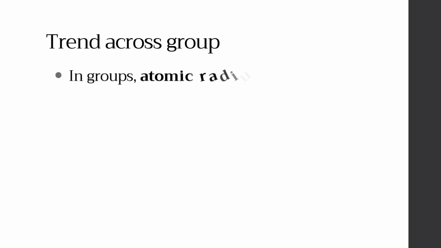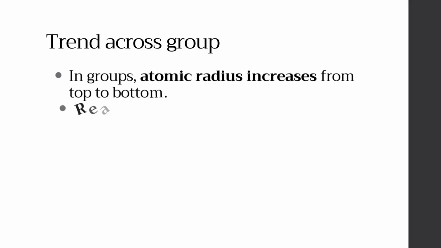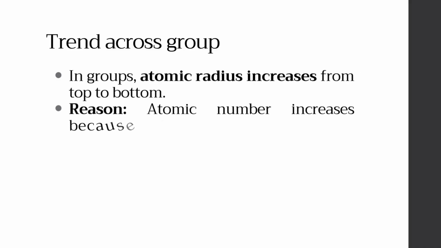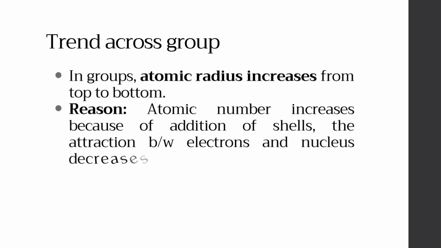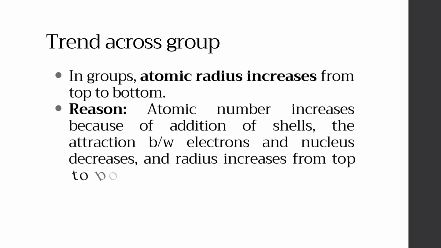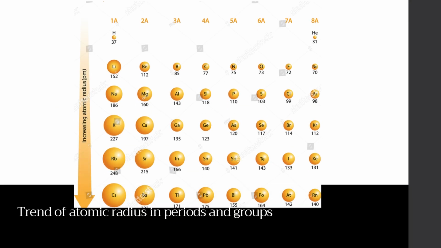Now let's move down a group, from top to bottom. As we go down a group, atomic radius increases. Why? Because new shells are added. Distance between nucleus and outer electrons increases. Nuclear attraction becomes weaker. So, atomic size increases as we move downward in a group, as you can see in the diagram.